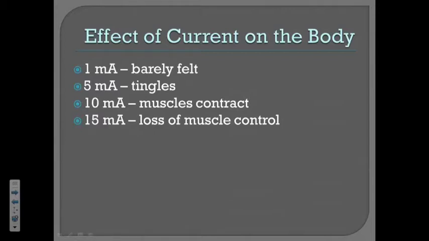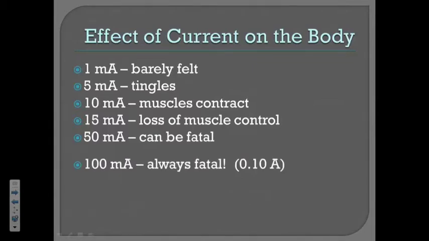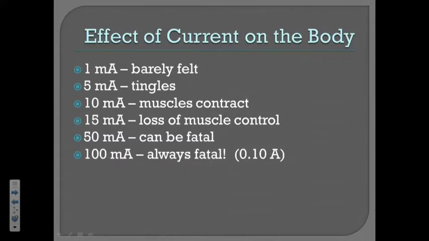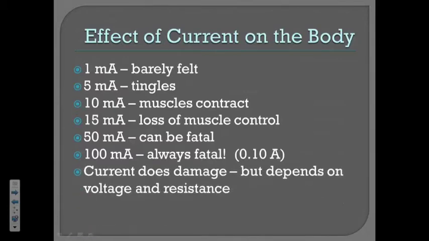15 milliamps, you start to get a loss of muscle control to where you can't even fight it. Your muscles are just doing what they're doing with those electrons going through you. 50 milliamps, that is to where you could possibly be killed. And 100 milliamps will always kill you. And keep in mind, 100 milliamps is only 0.1 amps. Very interesting. And current is what does the damage. The flow of electrons is what causes problems in you.